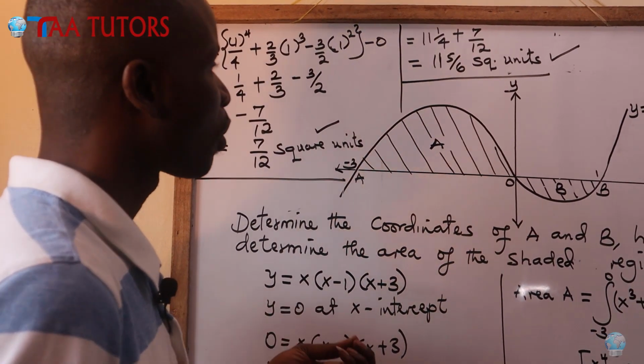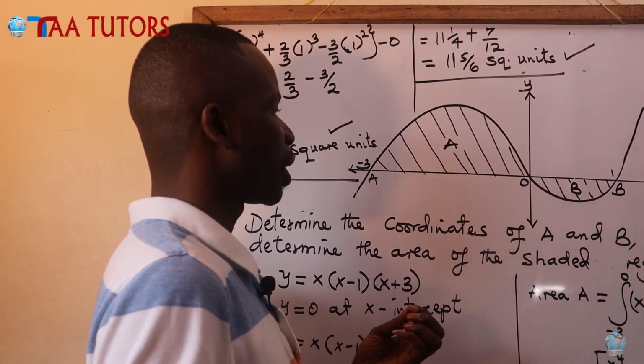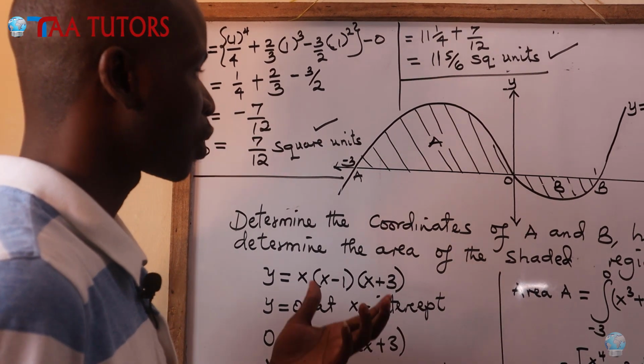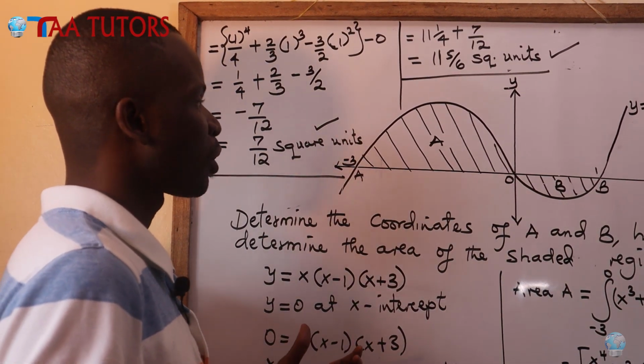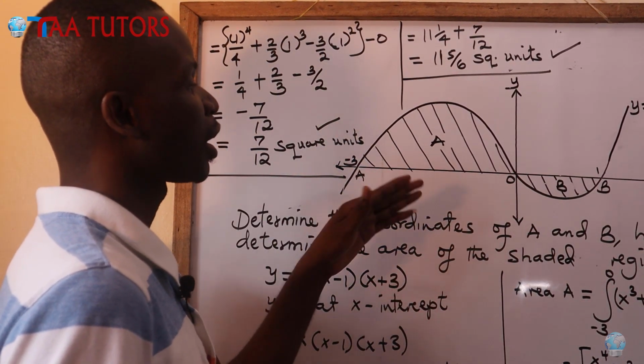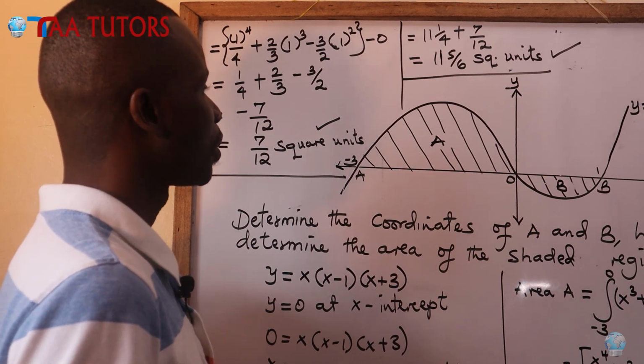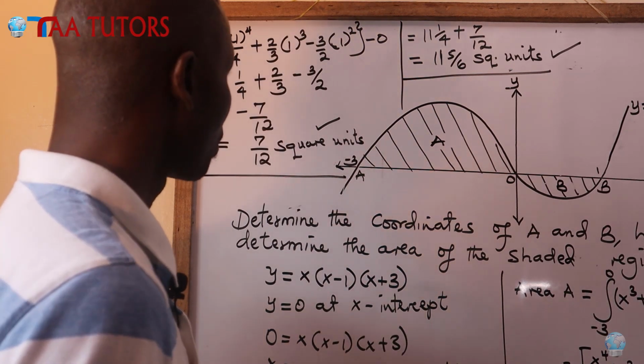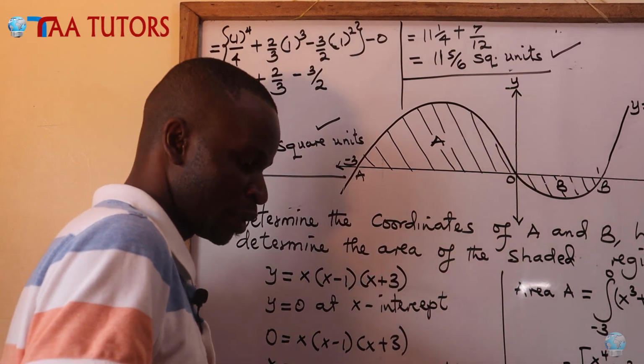Now I want us to go to more complicated examples which may involve other shapes like triangles and trapezia, especially when you are talking about a curve and a straight line, both in the same graph. So let's go to example 5.